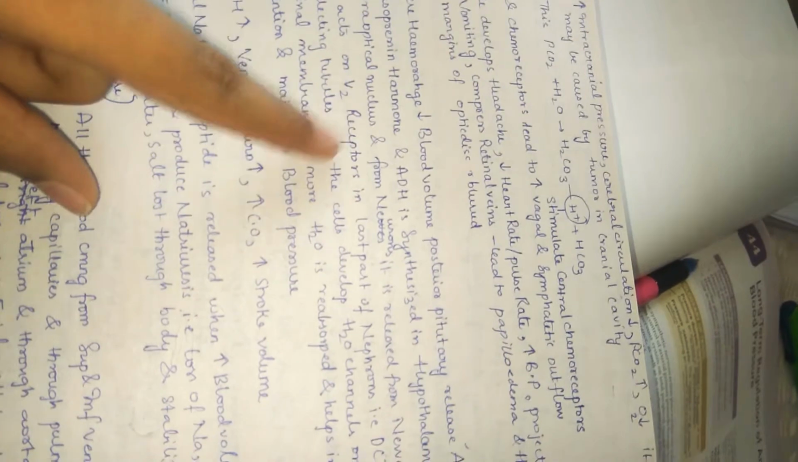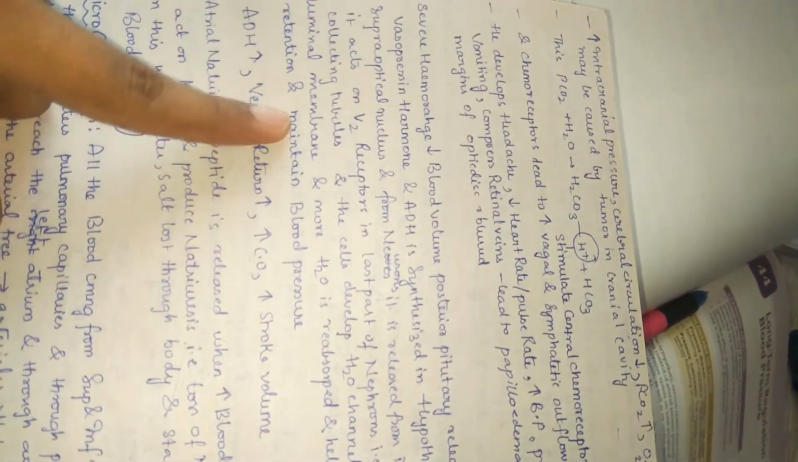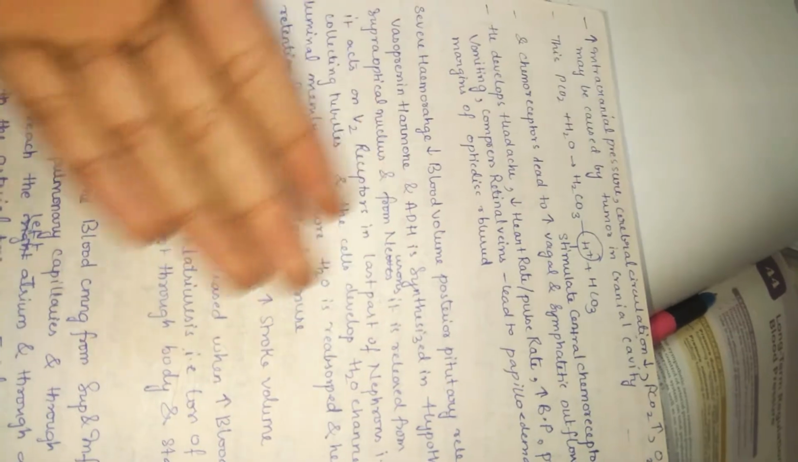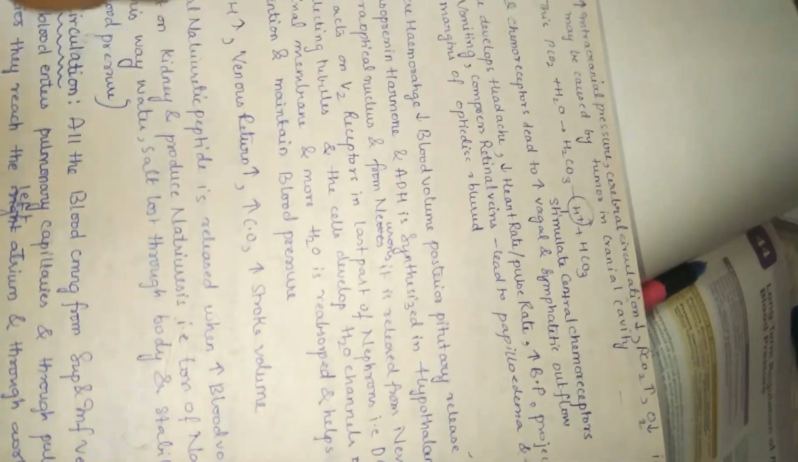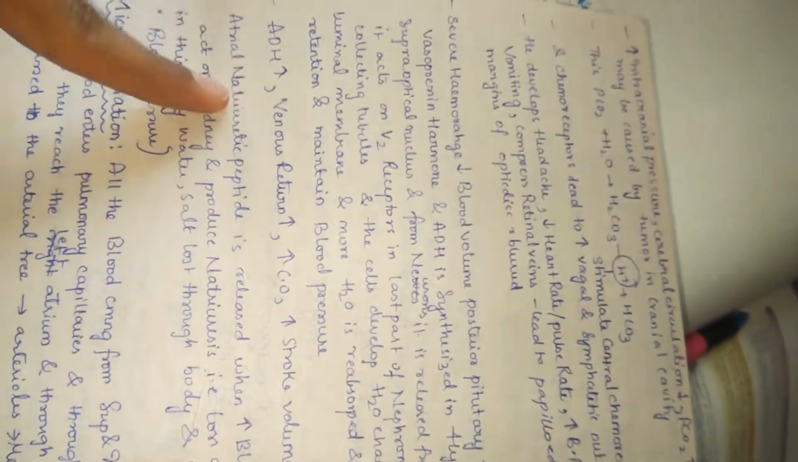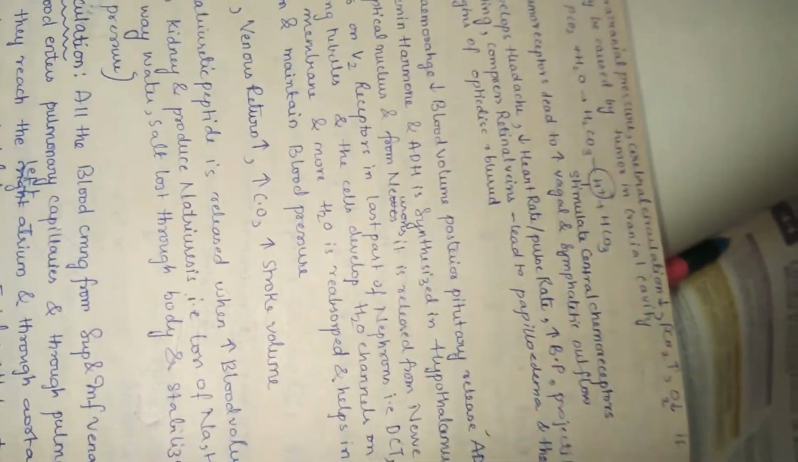It acts on V2 receptors in the last part of the nephrons, mainly in the distal convoluted tubule and collecting tubule cells, and the cells develop water channels on the luminal membrane so that they can reabsorb more water, right? So more water is reabsorbed, and this helps in retention of water and maintenance of blood pressure. So whenever ADH is increased, venous return is increased, cardiac output is increased, stroke volume is increased, and of course blood pressure will also increase.